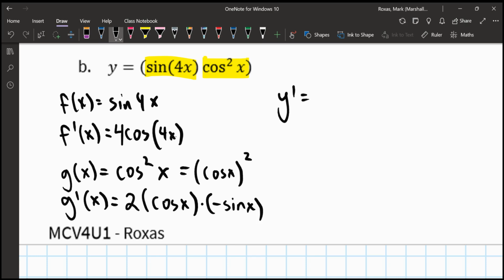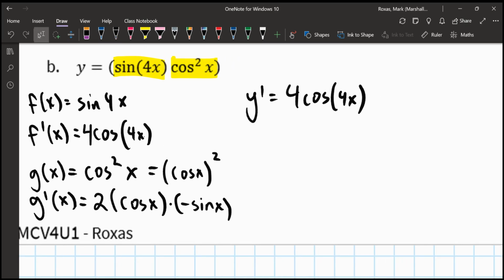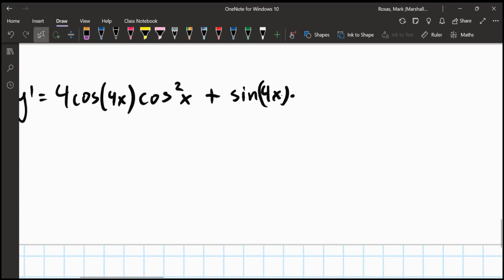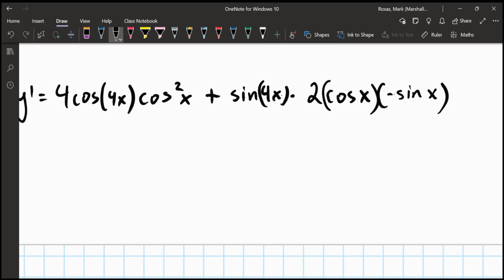Okay, so if you start off with the derivative of the first function, so 4 cosine 4x, multiplied by the second function, cosine squared x, okay, then plus the first function, so the first function is sine of 4x, times the derivative of the second function, which we established as 2 times cosine x times negative sine x. Yeah, I guess we should be using brackets here. Negative sine x. Okay.